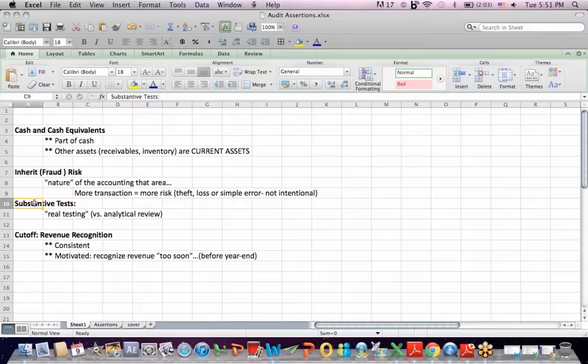Substantive testing is real testing, tracing documents as opposed to analytical review. And another point with revenue recognition is it has to be consistent. So if it's when you send an invoice, you always record revenue when you send an invoice. If it's when you ship a good, it's always recording revenue when you ship a good. Because somebody who's under pressure to perform financially might be motivated to recognize revenue too soon, that is before the end of the year to get that revenue in the prior year. So those are some thoughts on audit assertions.